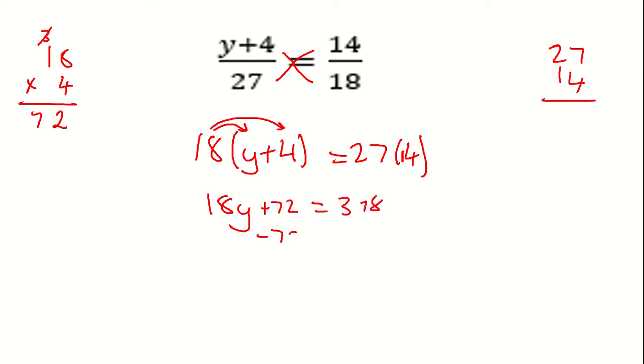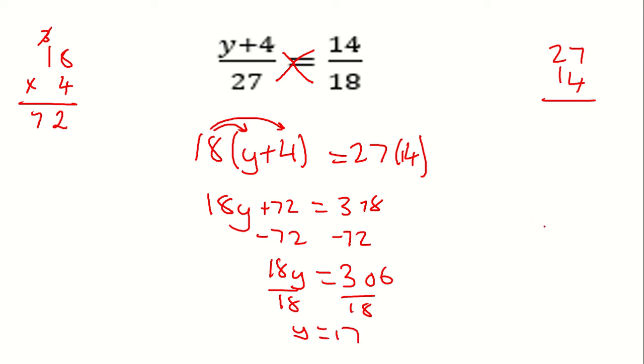Then we're going to subtract 72 from both sides, and you're left with 18y equals 306. Then divide both sides by 18, and you're left with 306 divided by 18 is 17.